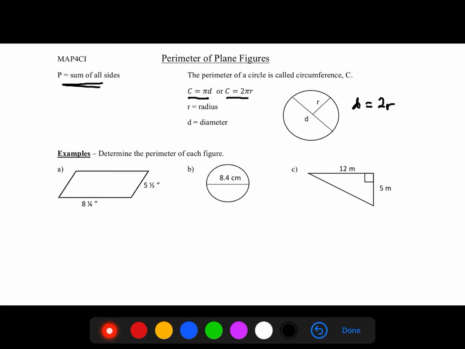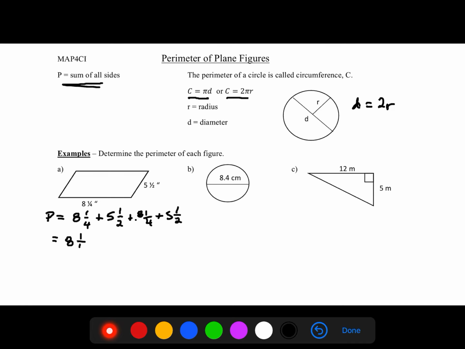So taking a look at some examples, we want to determine the perimeter of each figure, and we can do it in metric or imperial. So our first one, we have our parallelogram, and we're going to start by adding all of our sides. We know that opposite sides are equal, so we're going to have 8 1/4 plus 5 1/2 plus 8 1/4 plus 5 1/2.